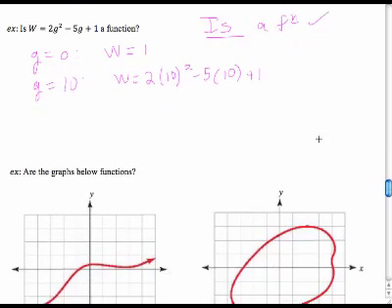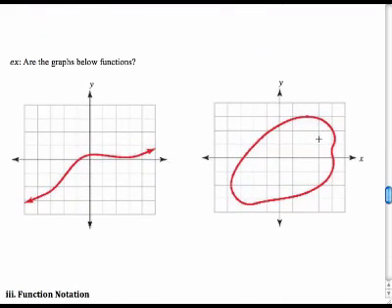Okay, check out these graphs. I would probably do these with the vertical line test. Imagine your vertical line here. And then as I drag it across, I only ever hit a single point at a time, which means for each x there's only one y. So that one is a function.